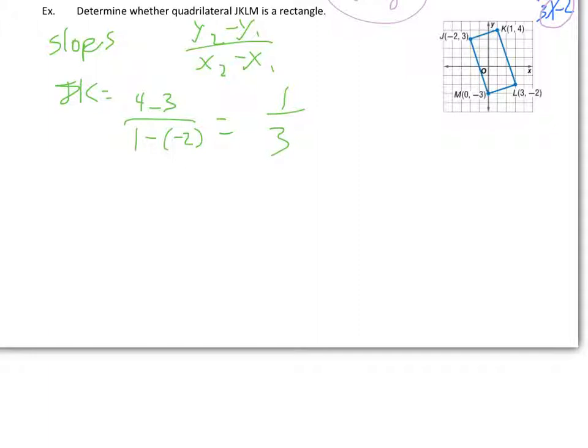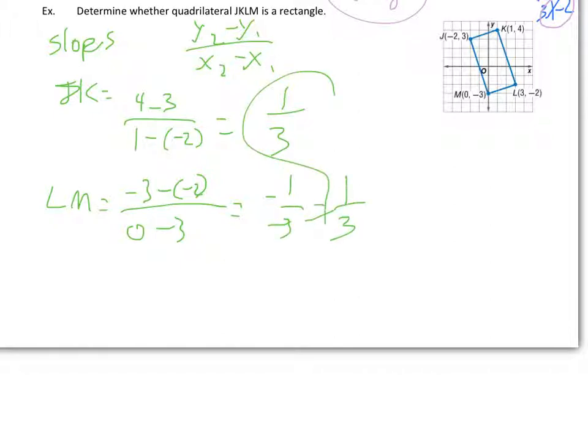Now let's look at the opposite side, LM. LM is going to be negative 3 minus negative 2 over 0 minus 3, which when you simplify that, you get negative 1 over negative 3, which is positive 1/3. Notice those two are the same. That means these two lines are parallel.